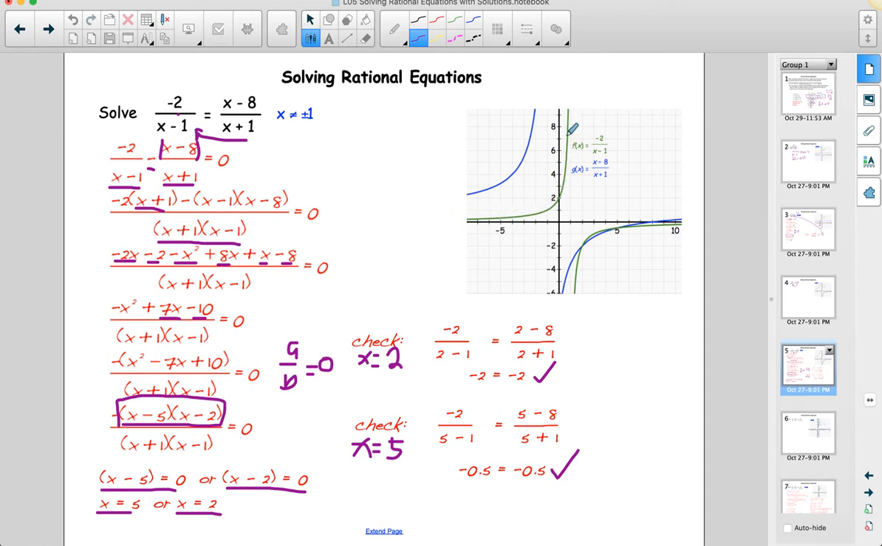Here is the graph of negative 2 divided by x minus 1. That's the graph in green here. The blue graph is the graph of x minus 8 times x plus 1. And notice they intersect right here. That's x equals 2. And they are intersecting right there, which is x equals 5. So there's a graphical representation of what it was you were doing. You were finding the points of intersection of these two graphs.